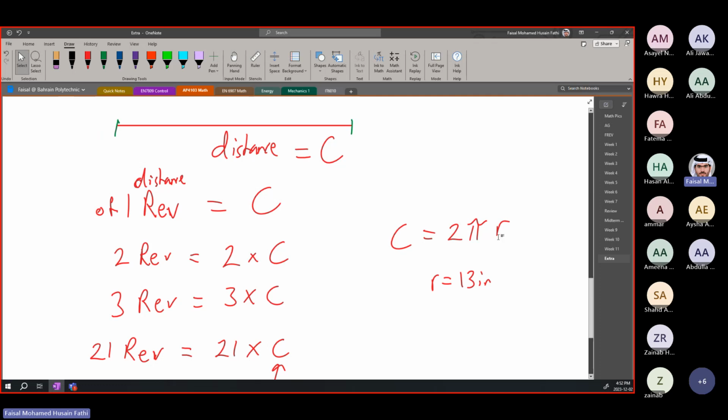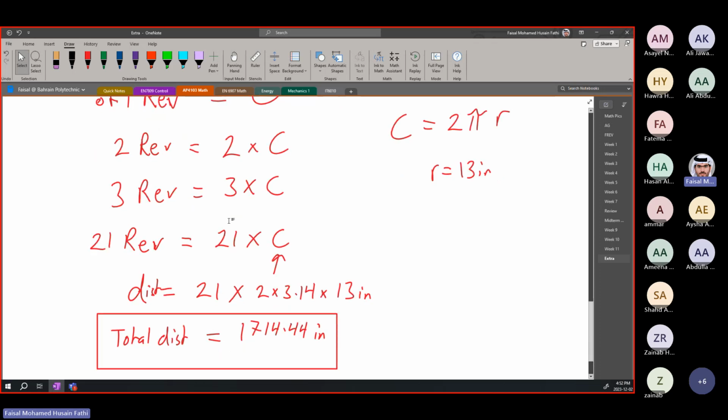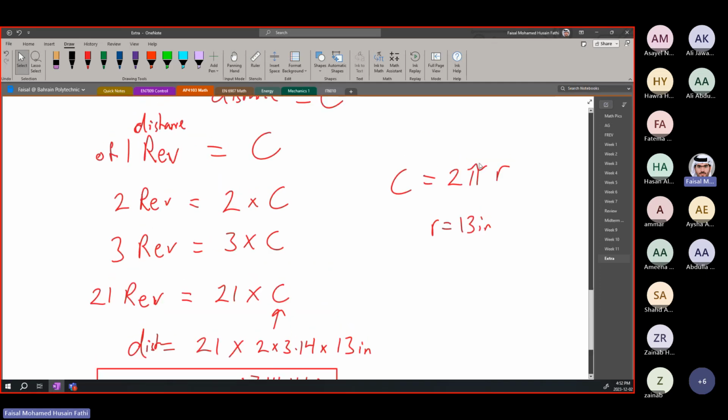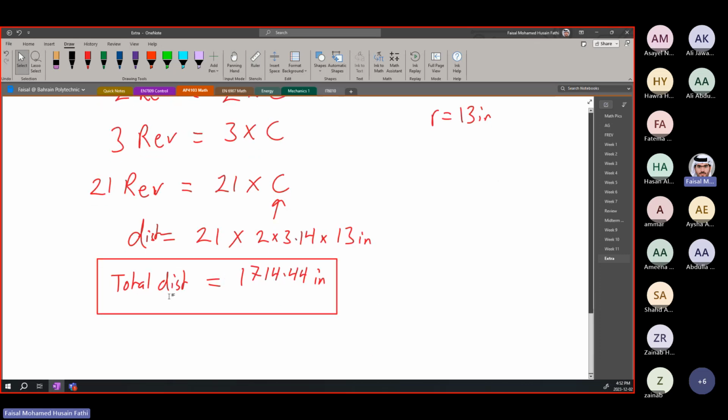This is the equation of the circumference. For how many revolutions? Every one revolution equals 1, every 2 revolutions equals 2 times the circumference. So we said 21 revolutions means 21 times the circumference. So the equation will be 21 times the circumference, whose equation is 2 times pi, which is 3.14, times r, which is the radius, and then you get the total distance.